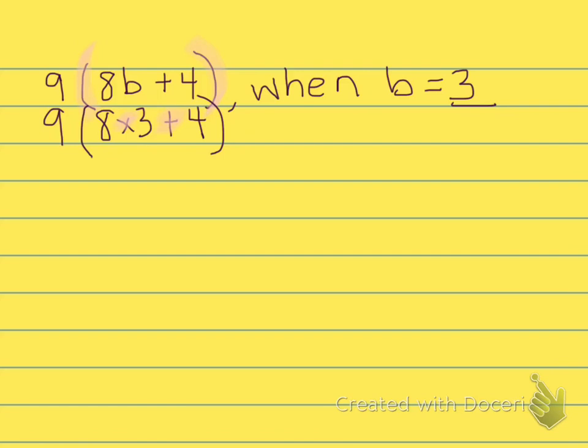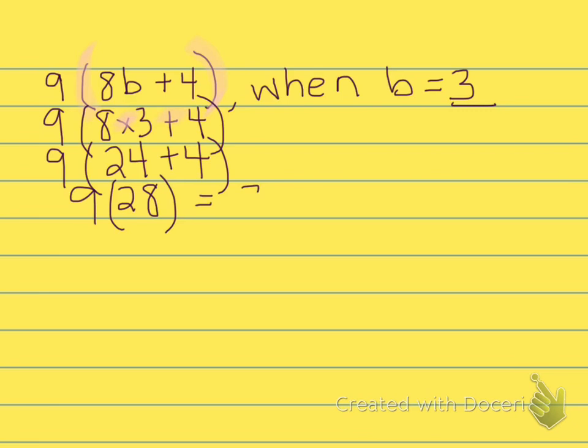So 8 times 3 is 24. Ooh, that's not right. 8 times 3 is 24. Plus 4 in parentheses. Don't forget your 9. 24 plus 4 is 28. Okay, then you multiply that times that 9. 28 times 9 is 252. Yes, I did use a calculator. That's okay. And 252, 7th graders, is the answer we're looking for.